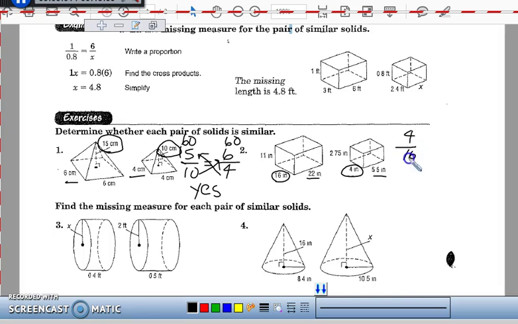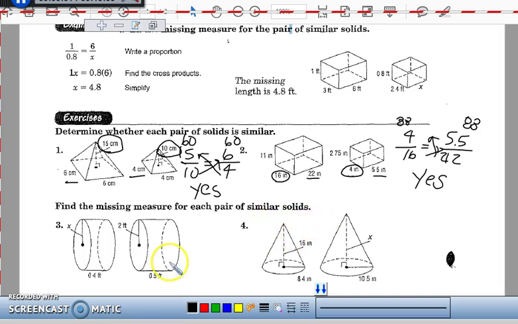16 over 4 if I go this way, and then the other one is 22 over 5.5. I'm going to cross multiply this way, I get 88. And I'm going to cross multiply this way and I get 88. And this one would be a yes. So that one is similar as well.